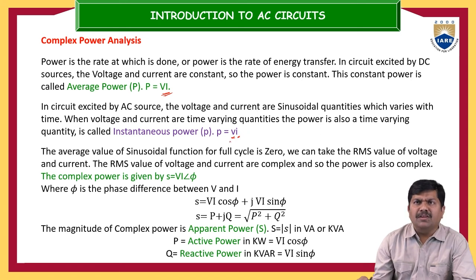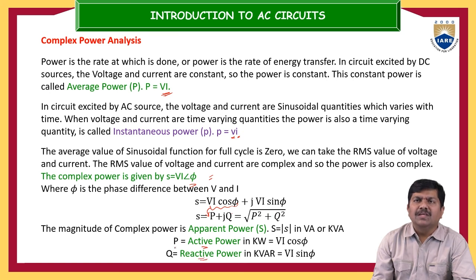The average value of a sinusoidal function over a full cycle is 0. We can take the RMS value of the voltage and current. The RMS values of voltage and current are complex, and so the power is also a complex value. As we know, the complex power is given by S, which is equal to VI at an angle of phi. We can split this as VI cos phi plus j VI sin phi. So VI cos phi is the capital P, and VI sin phi is the capital Q.